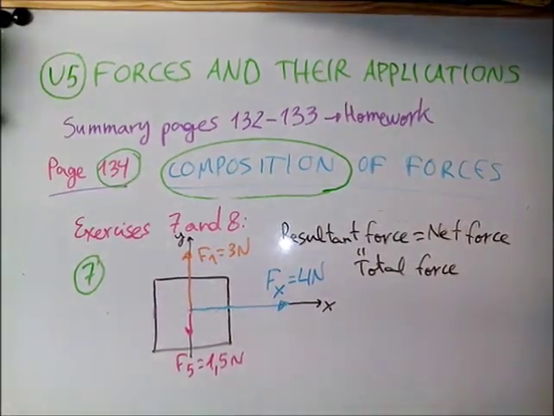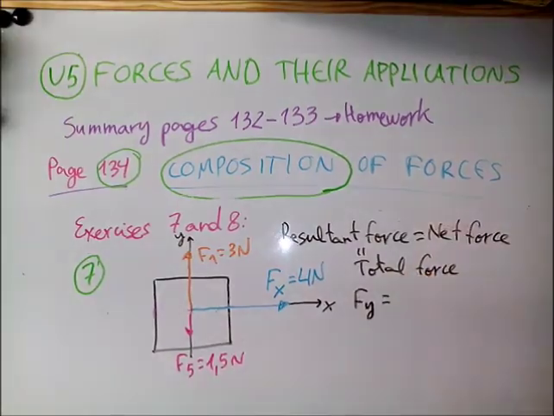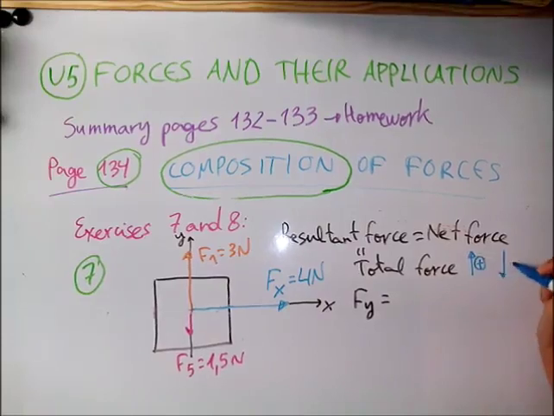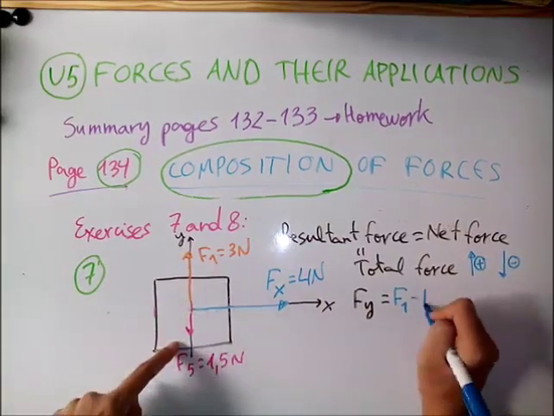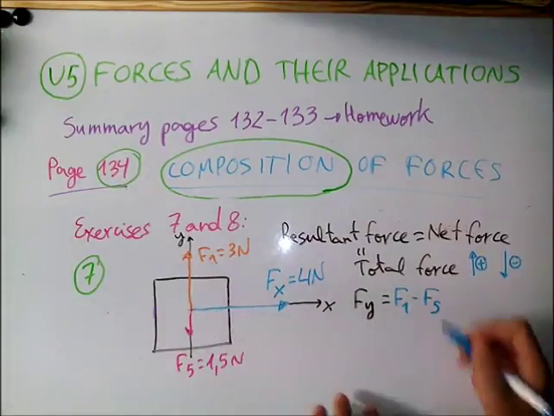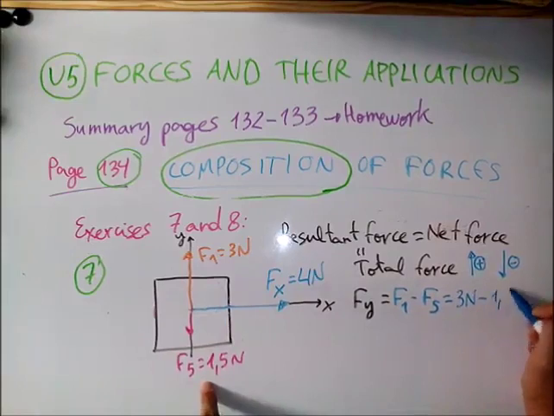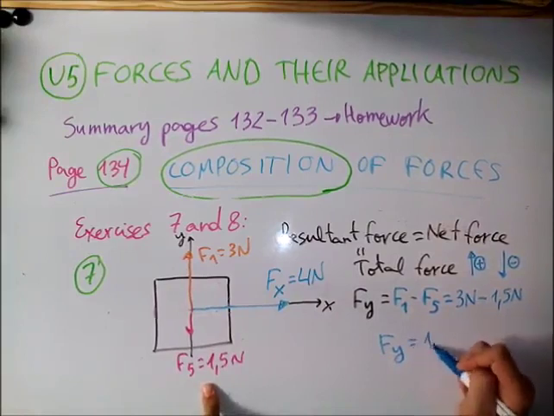Now I'm going to do the same, but working on the y-axis. So I'm going to do total force or net force on the y-axis, and I'm going to use the directions. I'm going to say that going upwards is positive and going downwards is negative, okay? So F1 would be positive minus F5, okay? You see that? F1 is going upwards, F5 is going downwards, they go against each other. Now I replace my numbers, so F1 is 3 Newton, and I subtract 1.5 Newton, okay? So the solution, 3 minus 1.5, is 1.5.